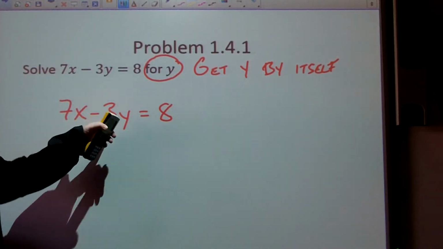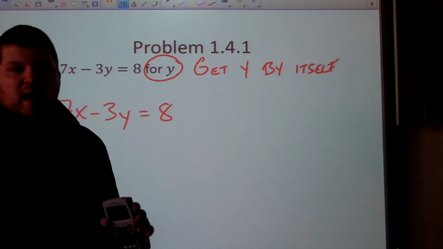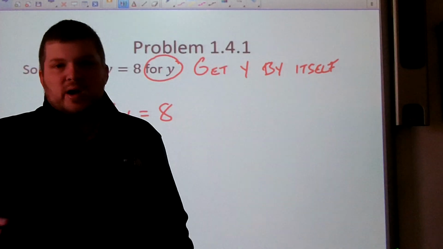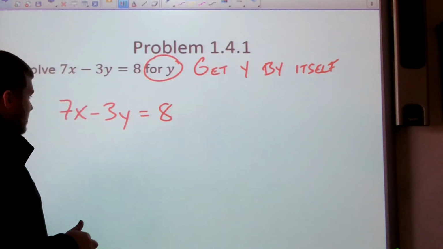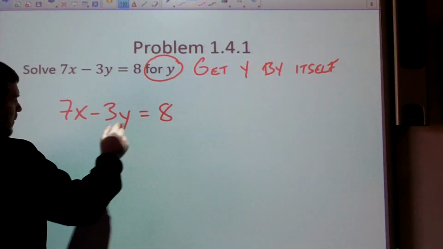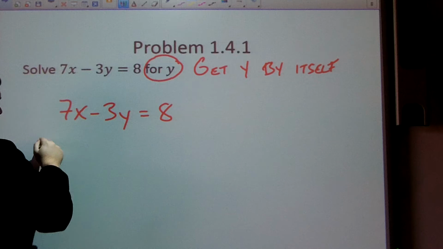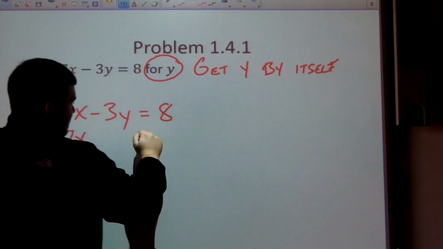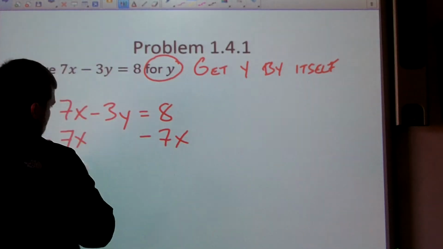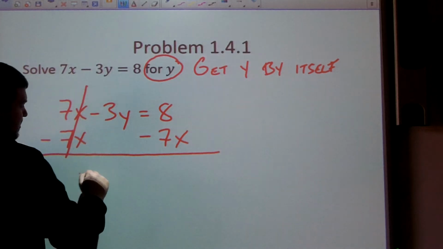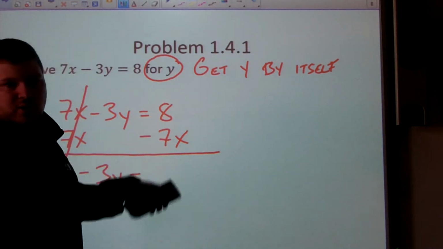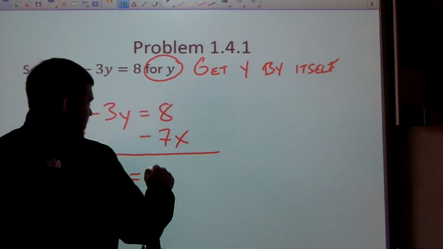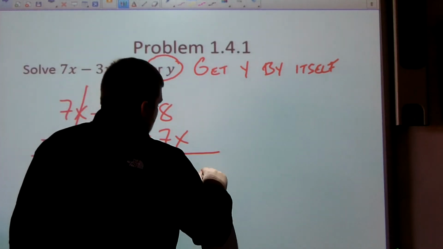Alright, so y is my variable here that I'm interested in. Everything else I'm going to treat like a number. I can move it, I can divide it, add, subtract, multiply, divide, all that stuff I can do. Okay, so first thing, I want to get y by itself, so I'm going to get rid of this 7x. So minus 7x on both sides. Cancel out, so negative 3y is equal to. Now, over here on the right, these are not like terms, so both pieces just fall down. So negative 7x plus 8.